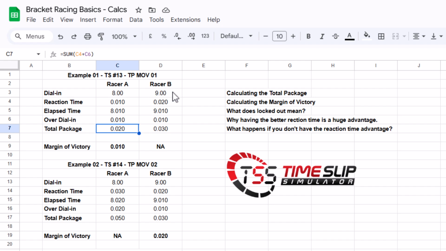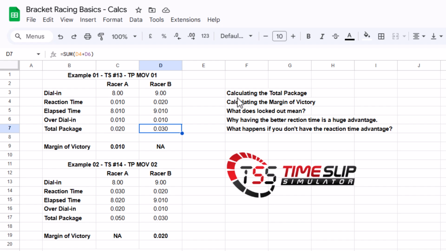Racer B, on the other hand, has a dial-in of 9.0. It's 200ths reaction time, 100th over the dial-in, and we have a 300ths total package. So once again, reaction time plus the amount of time over the dial-in equals the total package.